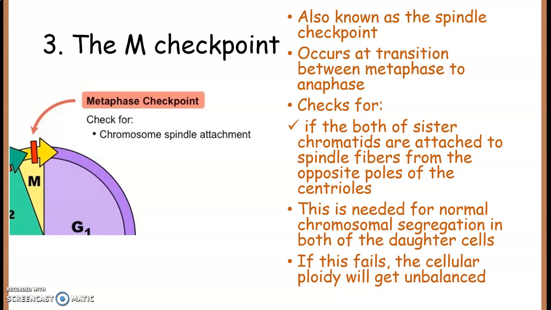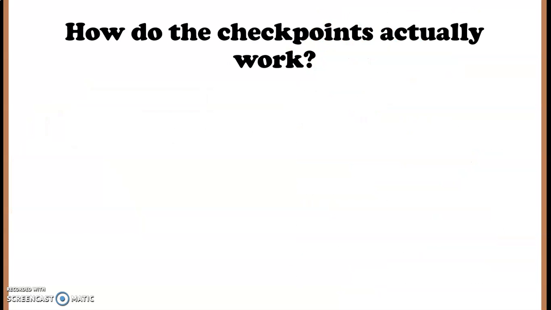If this fails, the cellular ploidy level will be unbalanced, and this will lead to various cellular abnormalities in the person, and this is very lethal. So this checkpoint again plays a very major role, occurring at the transition between metaphase and anaphase to ensure that the chromosome spindle attachment is perfect.